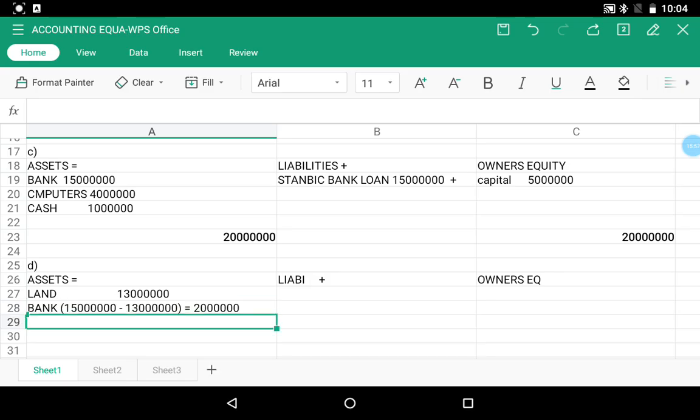Then still under assets, we still have computers. In short, under accounting equation, every transaction you reach, you first restate what you have from the above part. So we have computers worth 4 million. Then also we still have cash. We still have cash worth 1 million.